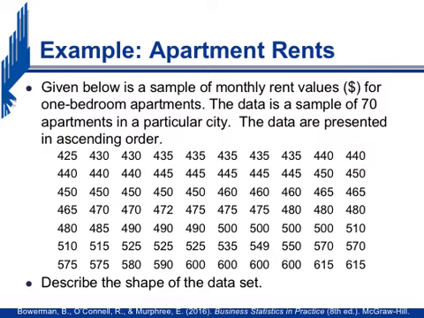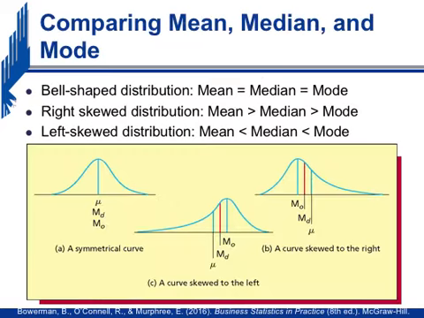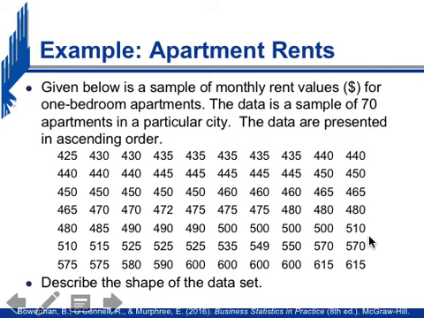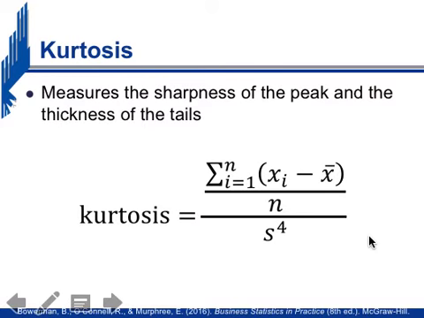Now the median is 475 compared to the mean. The median is lower, so this is trying to say that the distribution is skewed to the right because the mean is bigger than the median. The mean here is 490.8. Now, aside from skewness, we can also describe the shape of the dataset using the concept of kurtosis. So, kurtosis is another measure, and this measures the sharpness of the peak and the thickness of the tails of a distribution. And this is one way to compute the kurtosis.